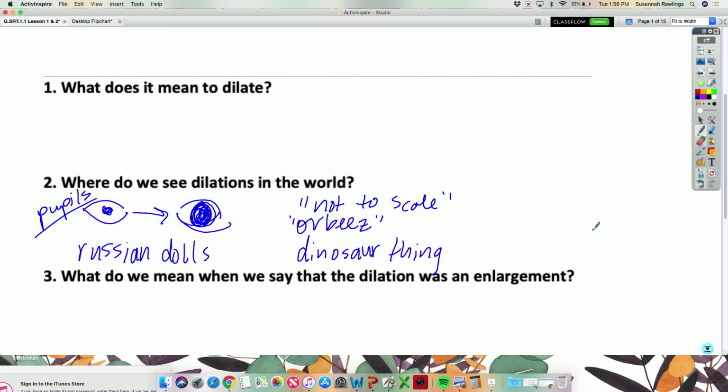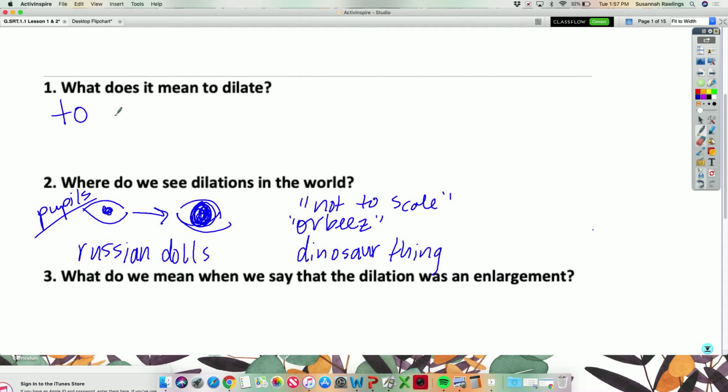Okay, so we're gonna write down the definition of dilation. So, Juan, you said it gets what? Bigger. It's gonna get bigger or smaller. We're gonna use some better terms.